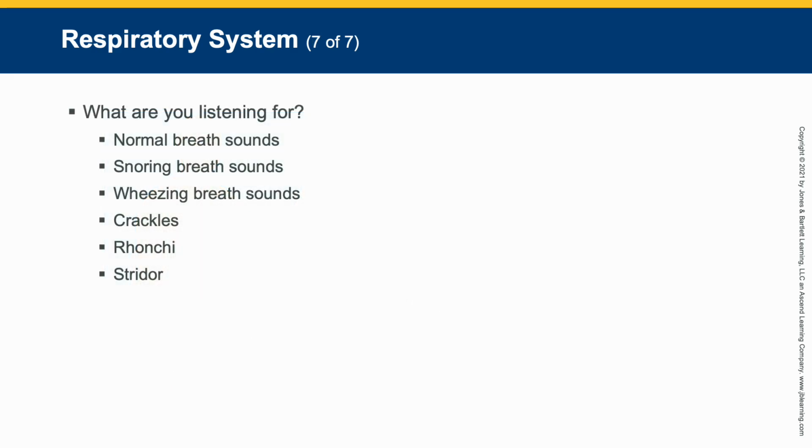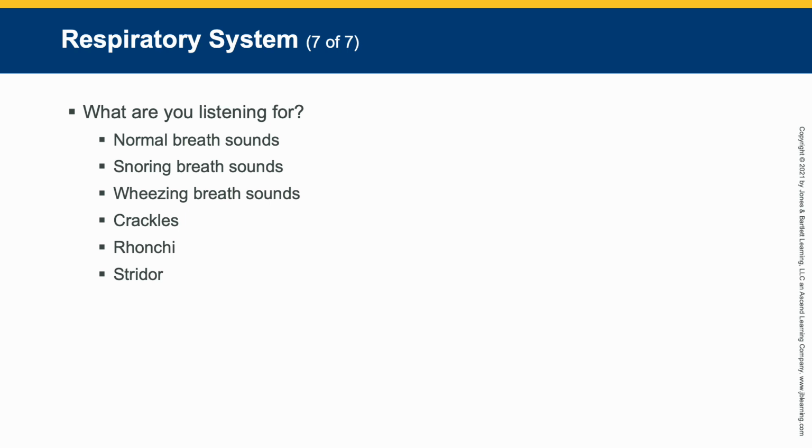So now, as promised, let's break down the different types of abnormal breath sounds that you might hear. So you have snoring. Snoring indicates an upper respiratory obstruction, and that's often from the tongue in our unresponsive patients. We have wheezing. That's going to be a high-pitched, musical sound, usually heard on expiration, and that's associated with asthma or a bronchospasm.